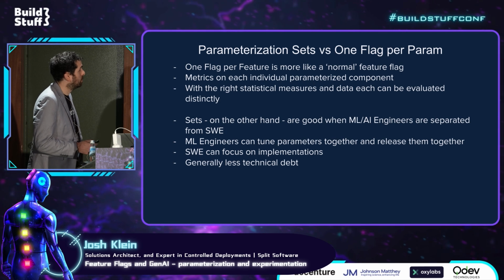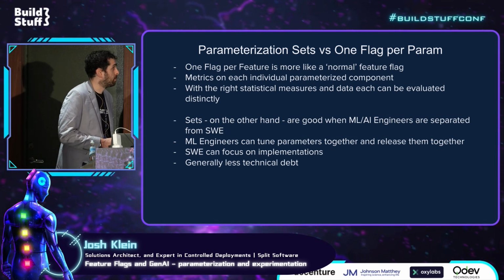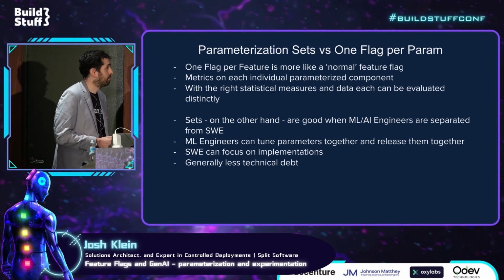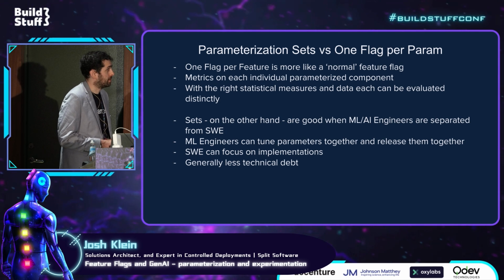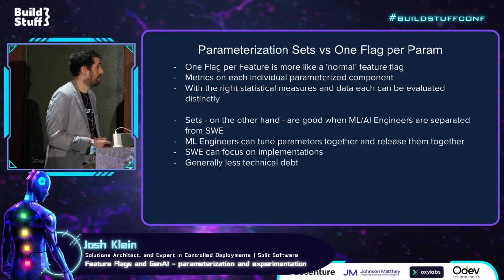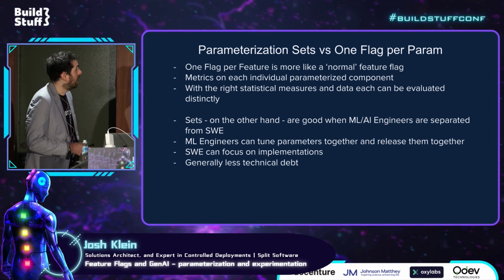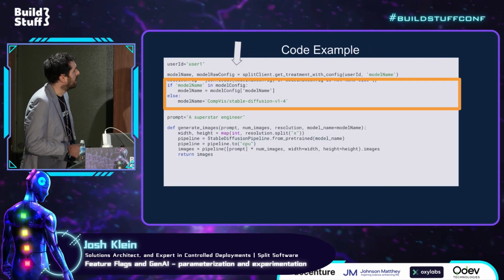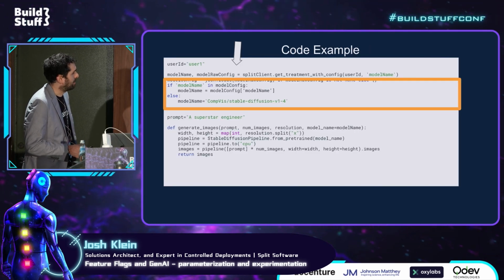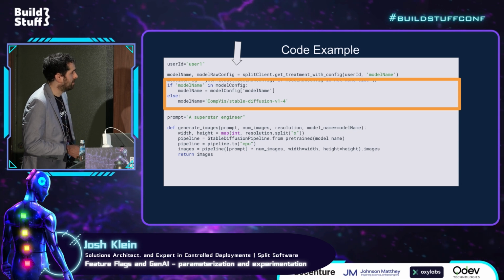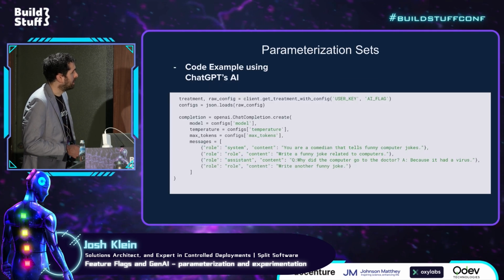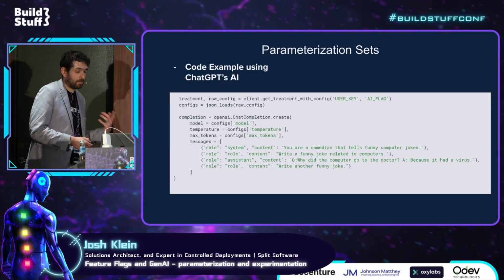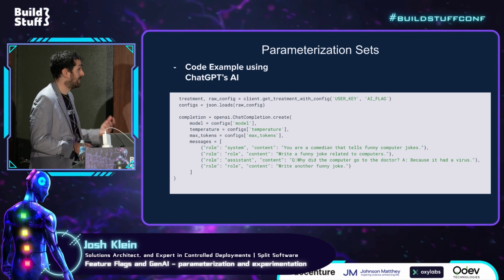You can also do one flag per parameter. It's more like a normal feature flag. Basically, what that would mean is you'd have a flag for, for example, model name, a flag for temperature, and a flag for max tokens, right? So you have more feature flags.